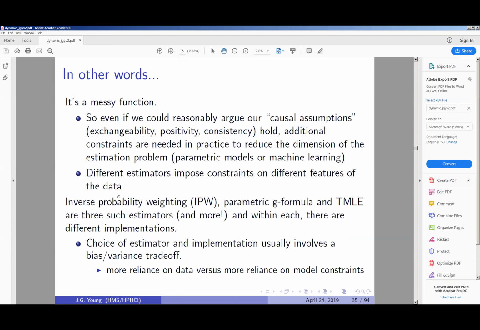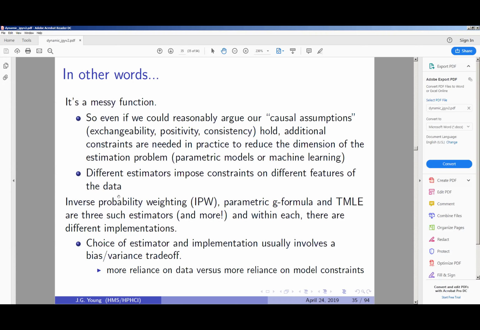Different estimators are going to impose constraints on different features of the data. So these estimators include inverse probability weighting, parametric G formula, TMLE, and in fact, there are more estimators. For example, there's a variation on TMLE that involves estimating sequentially nested means. There's actually another methodology called G-estimation, which is completely different than G-formula. It's not a G-formula, it's an estimator, which makes other assumptions.